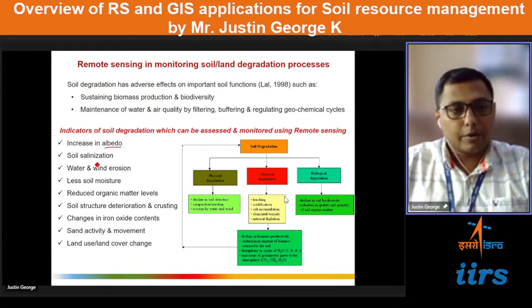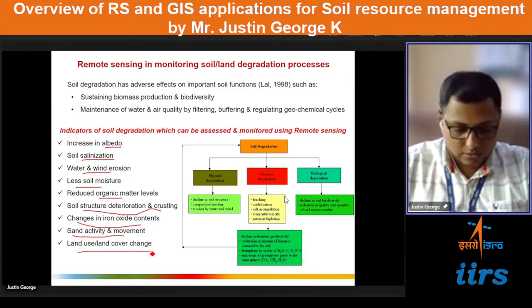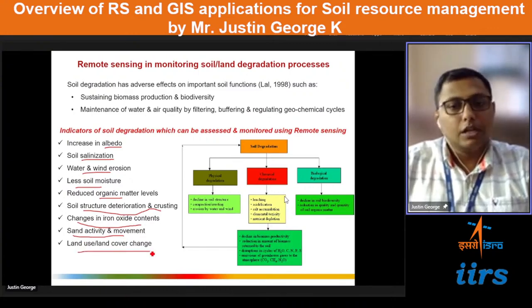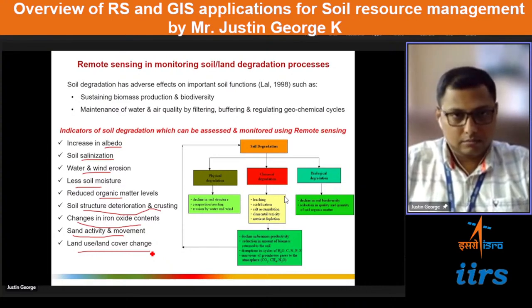First one is increase in the albedo, the soil salinization, which can be observed, the water as well as the wind erosion, the soil moisture we can measure using various approaches. Then the reduced organic matter levels can be mapped. Then the soil structure deterioration as well as crusting, the changes in iron oxide contents, the sand activity as well as the movement, as well as the land use land cover change. All these things can be observed in various extents using remote sensing and GIS techniques.